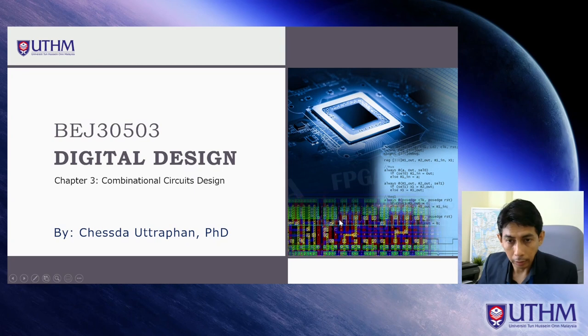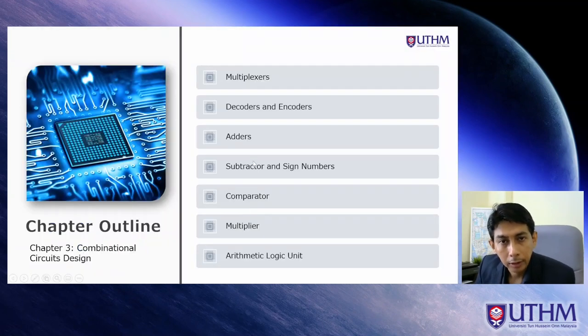So last week, you have been introduced to combinational circuit design, where we have looked at multiplexer, decoder, and encoders. So today we will continue with the arithmetic circuit. Start with adder, subtractor, and sign number. Comparator, multiplier, and hopefully we can finish until arithmetic logic unit.